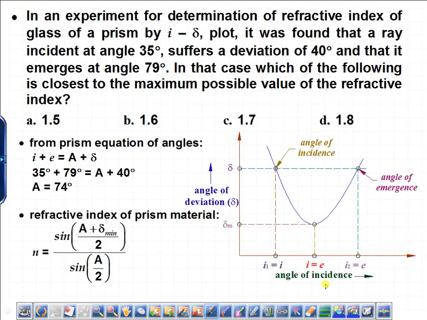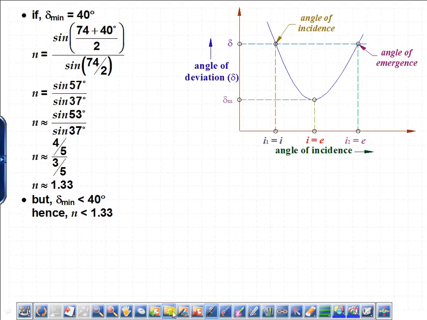Now let us move further and put in this value. Assuming delta minimum is 40 degree, we get n is equal to sine of 57 degree by sine of 37 degree. Here, some guesswork is required. There is practically a very small difference between 57 degree and 53 degree, and we know the value of sine 53 degree. So sine 53 degree by sine 37 degree. Sine 53 degree is 4 by 5, sine 37 degree is 3 by 5. So we get n is equal to 4 by 3.